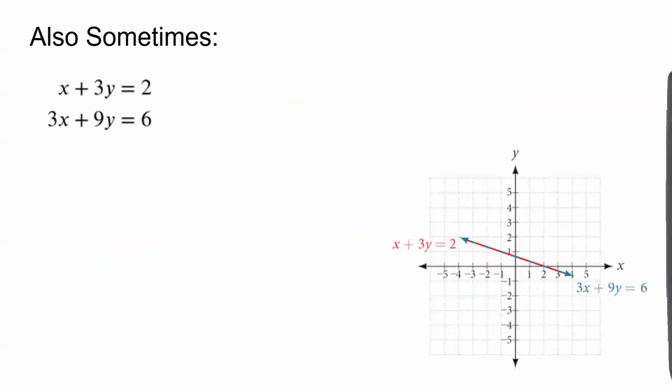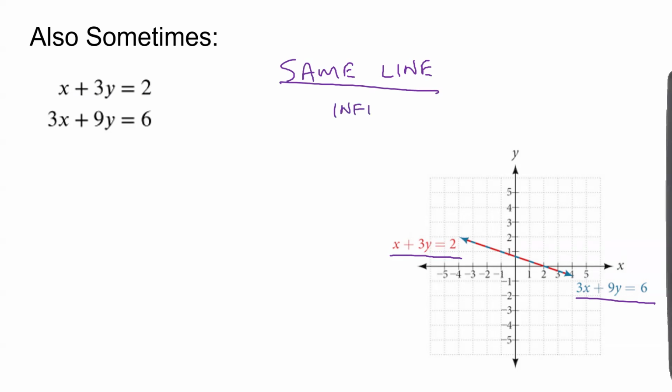Here's another interesting thing that can happen sometimes. Again, I've already graphed this. x plus 3y equals 2 is going to be that red line going down, and the second equation, 3x plus 9y, is the blue line. They are the same line. It's not one point that's a solution. If it's a solution of the first equation, it's also a solution of the second equation. Here, technically, you have infinite solutions, an infinite number of solutions.